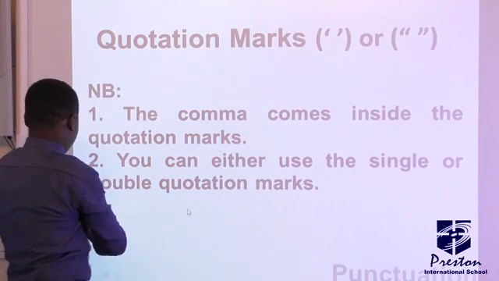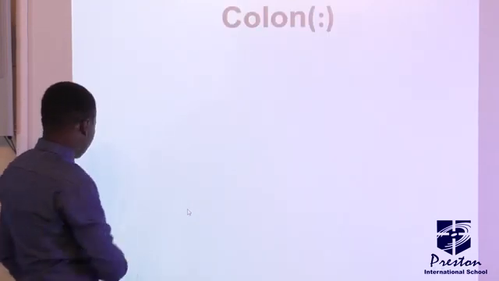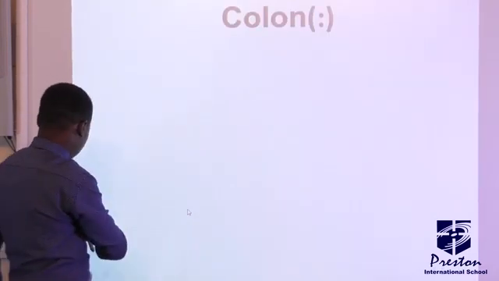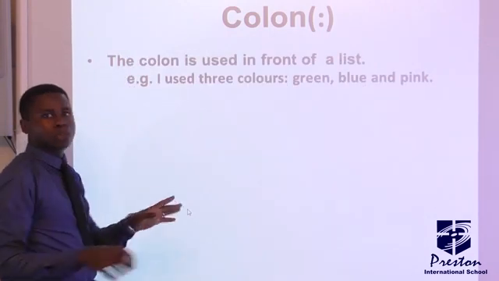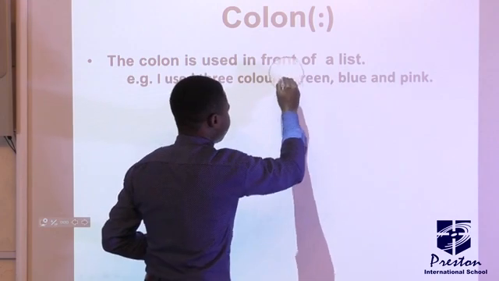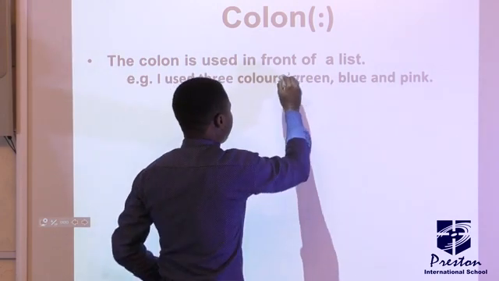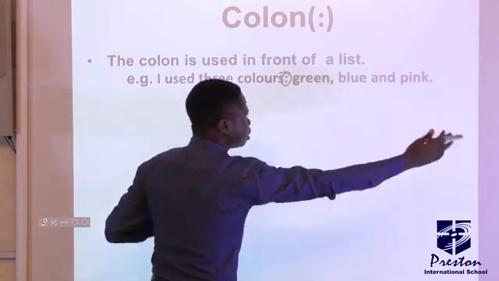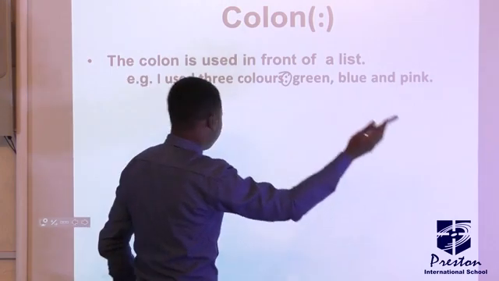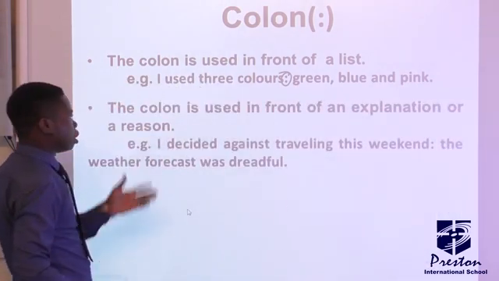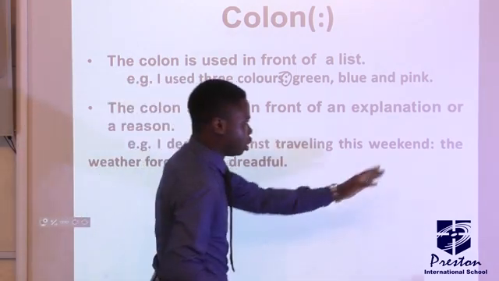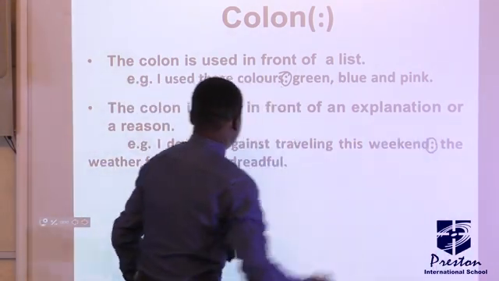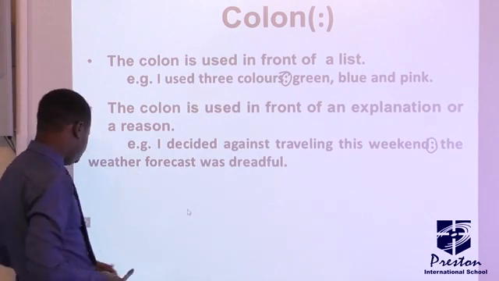Okay, now, another one is the colon. When do we use the colon? The colon is used in front of a list. I used three colors: green, blue, and pink, introducing a list of colors. The colon is also used in front of an explanation or a reason. I decided against traveling this weekend: the weather forecast was dreadful. You can see the reason after the colon.